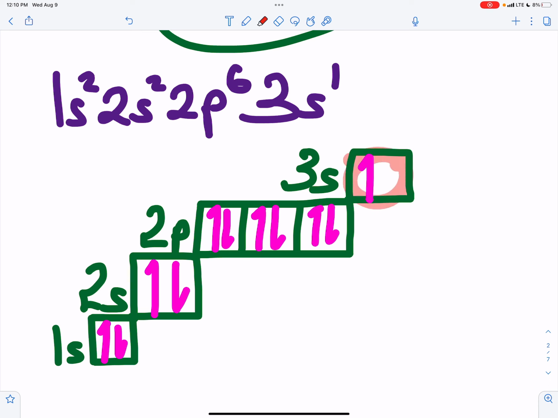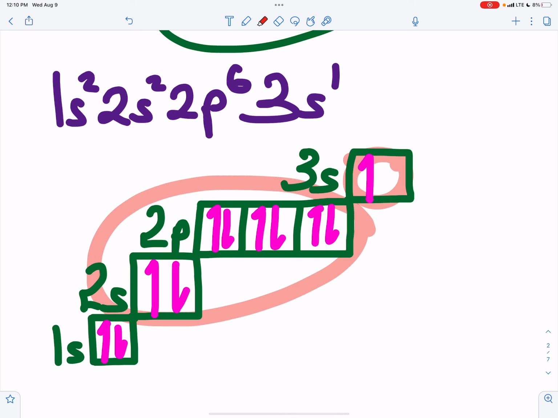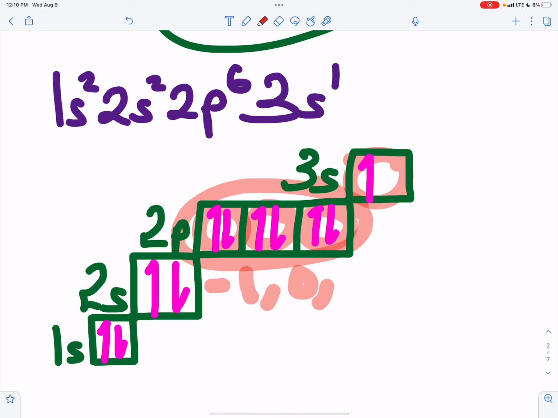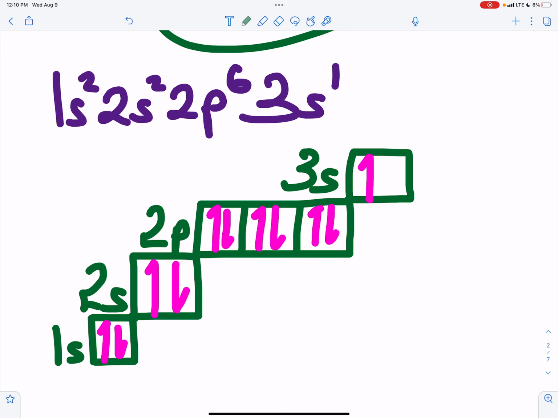If it was in the second subshell of the second shell, it could sleep in the first room, second room, or third room. So its M value can be minus 1, 0, or 1. Look at this very well. It's very simple. Minus 1 for this room, 0 for this room, 1 for this third room.